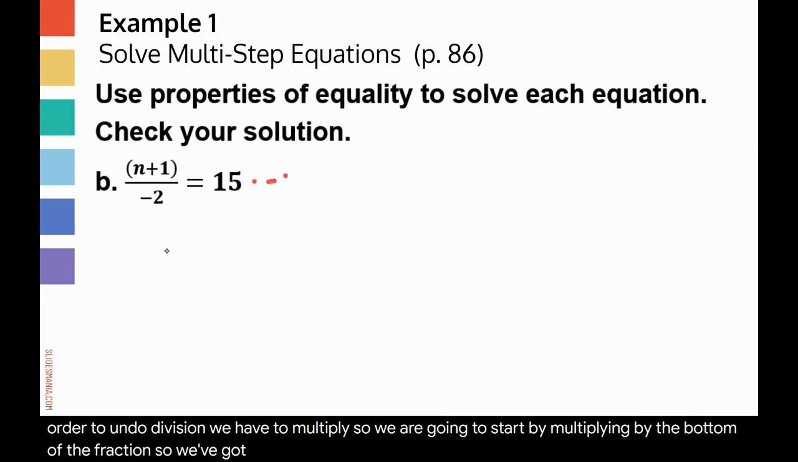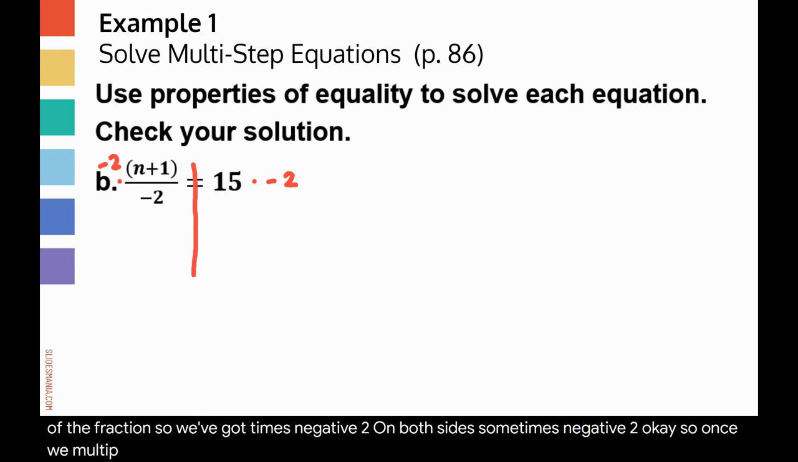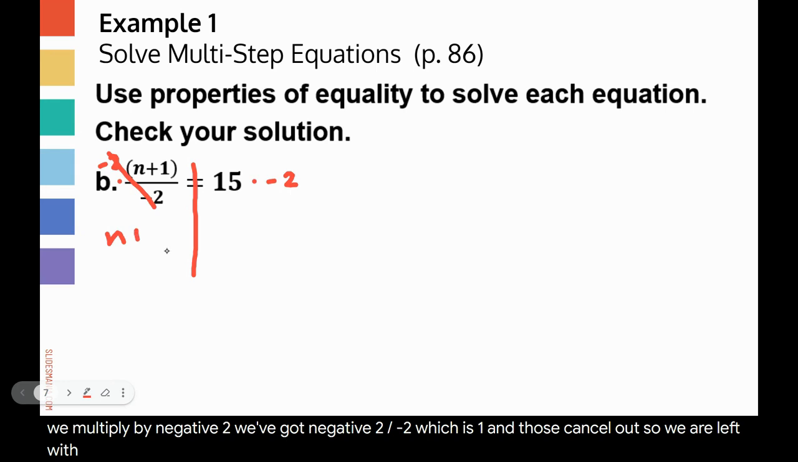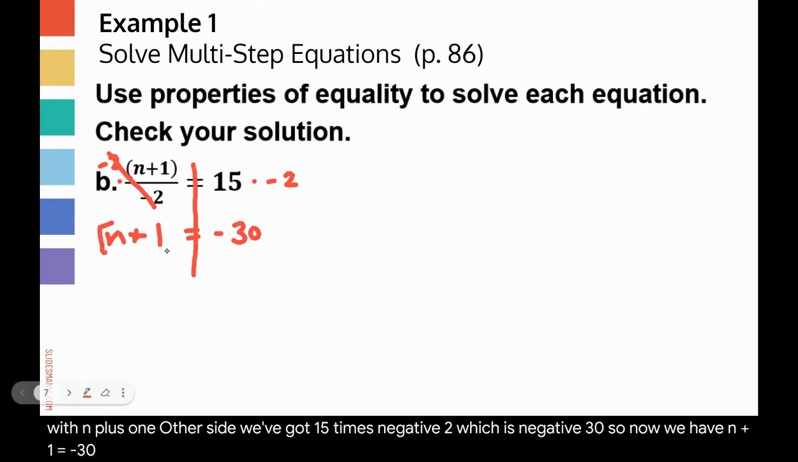So we've got times negative 2 on both sides. Once we multiply by negative 2, we've got negative 2 divided by negative 2, which is 1, and those cancel out. So we are left with n plus 1. On the other side, we've got 15 times negative 2, which is negative 30. So now we have n plus 1 equals negative 30. That is now a one-step equation that we can solve.